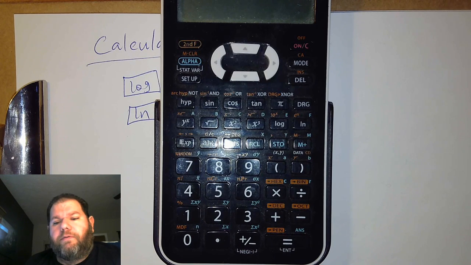What's the y for? Log y of x? Does that mean you can insert a base there? That would be cool.